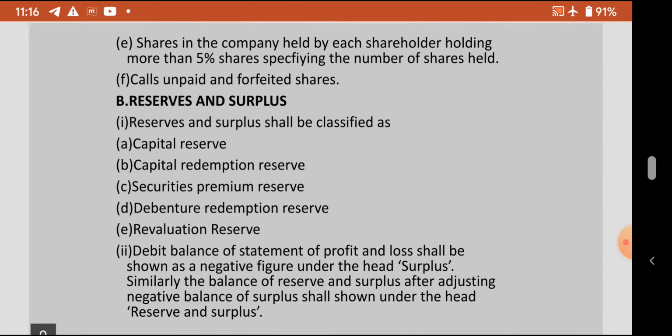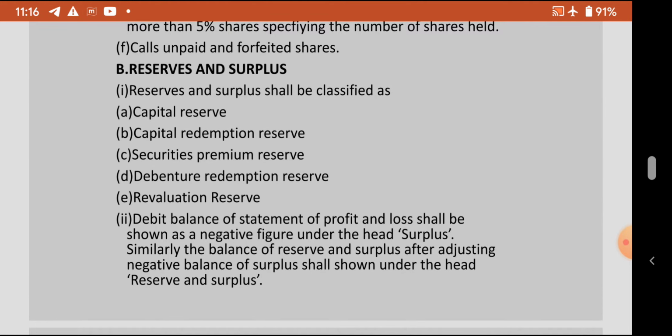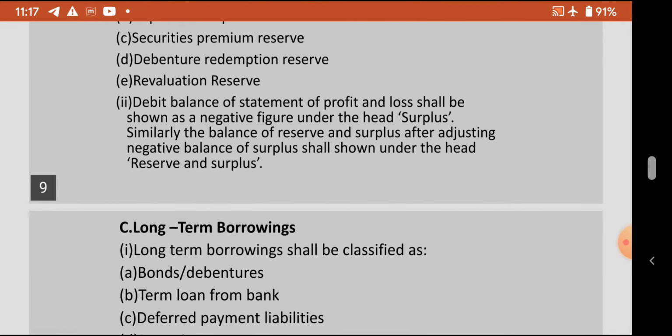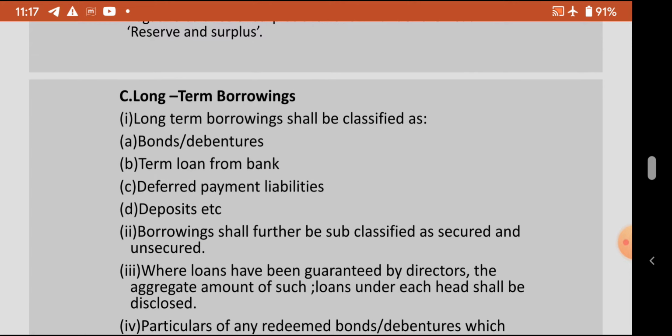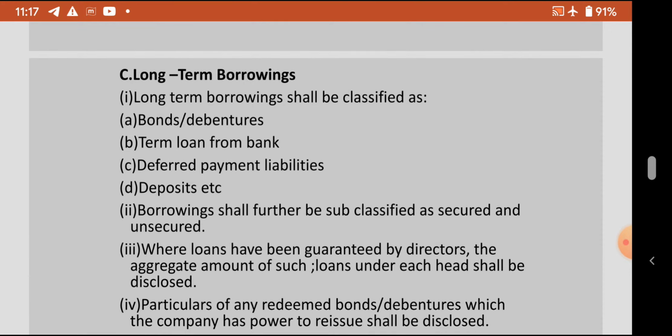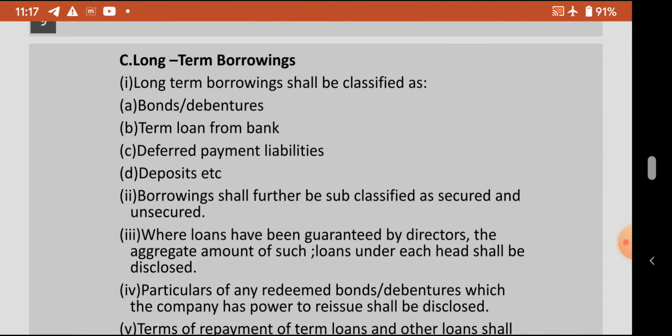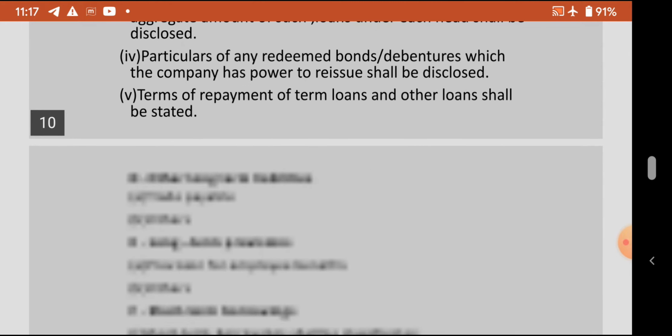Then reserves and surplus. The following are the important reserves and surplus: capital reserves, capital redemption reserves, securities premium reserves, debenture redemption reserves, and revaluation reserves. Long term borrowings can be classified as bonds, debentures, term loans taken from banks, deferred payment liabilities, deposits, and so on.